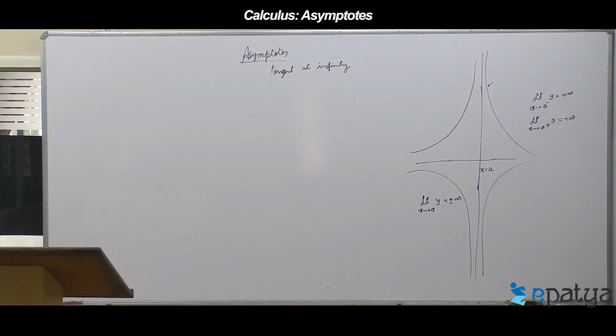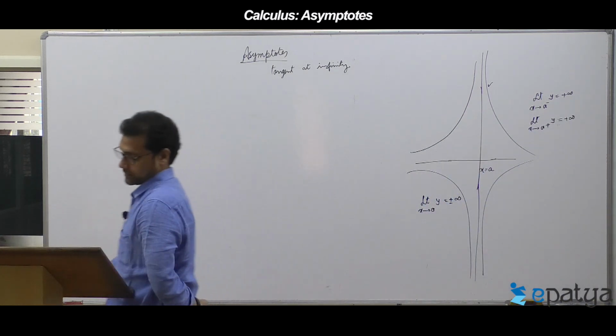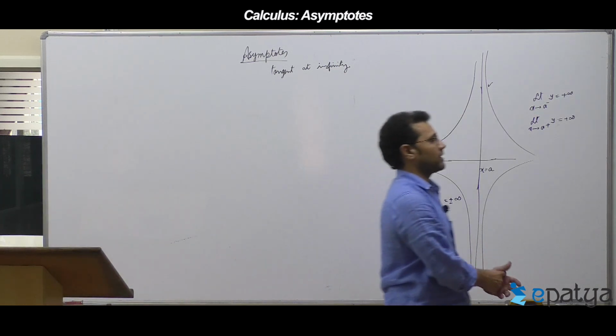One is a vertical asymptote, the other is oblique asymptotes. Vertical asymptotes means you have slope as infinity. Oblique asymptotes means that slope is finite. Finite means even a horizontal asymptote, for which the slope equals 0, also comes under oblique asymptotes. Which we will discuss later. First take vertical asymptotes: asymptotes parallel to the y-axis.